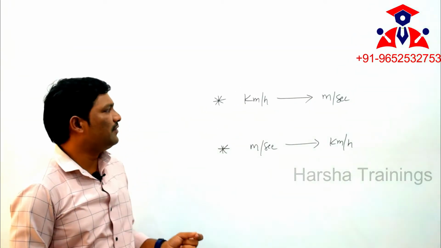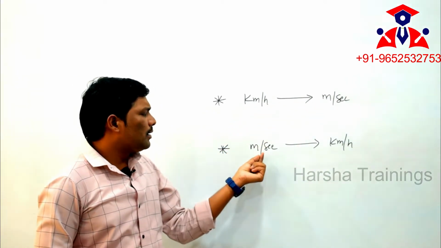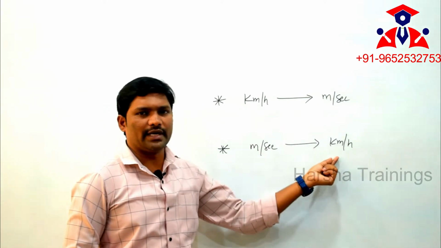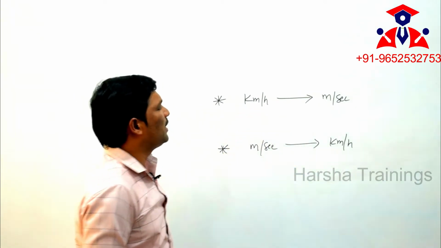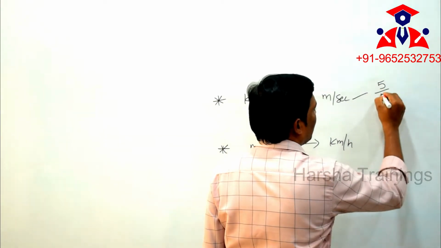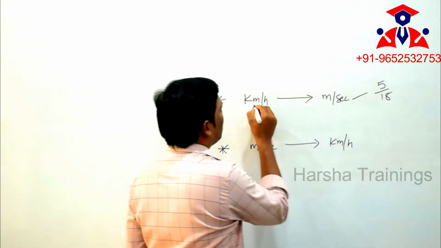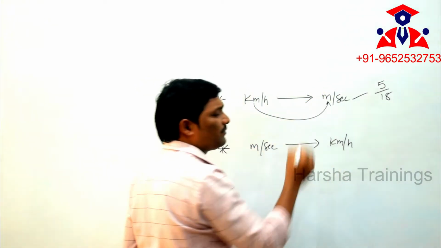Next, the second point, conversions. Convert kilometer per hour to meter per second, and convert meter per second to kilometer per hour. First, convert kilometer per hour to meter per second. Directly we are using 5 by 18. Let us see how. Convert kilometers to meters.